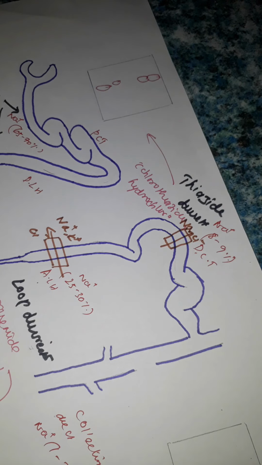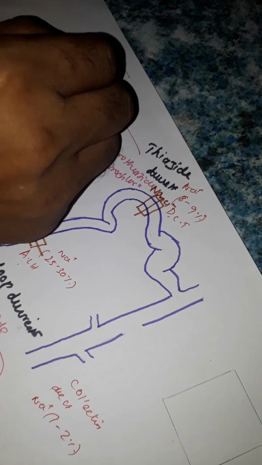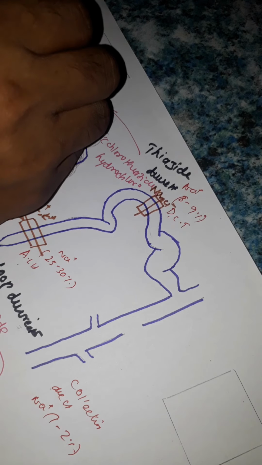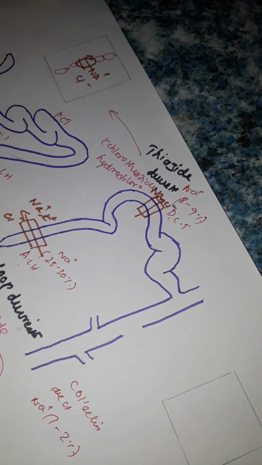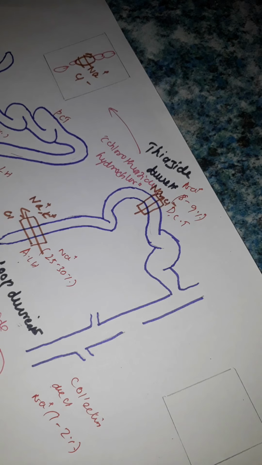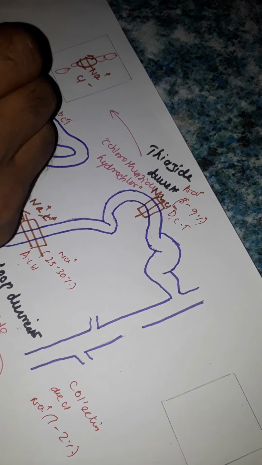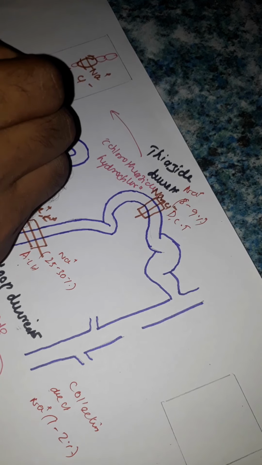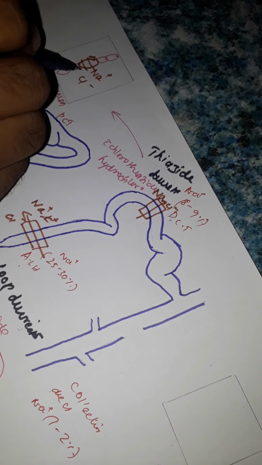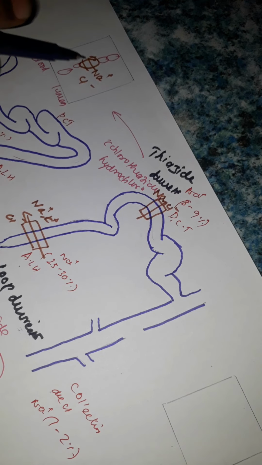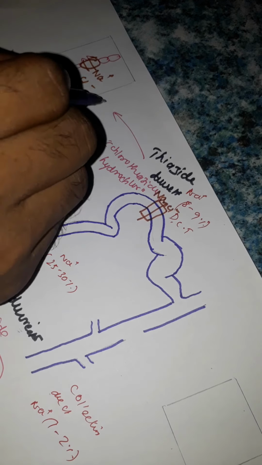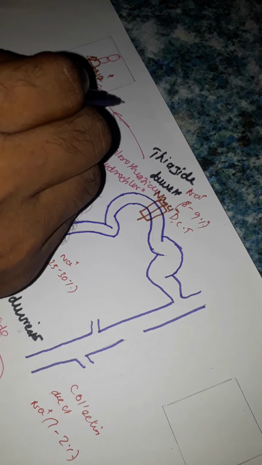Fine, you have your symporter, which is nothing but your sodium chloride symporter. This is your blood, this is the lumen of the nephron, and normally this sodium and chloride is transported to the blood. So thiazide will inhibit this symporter.